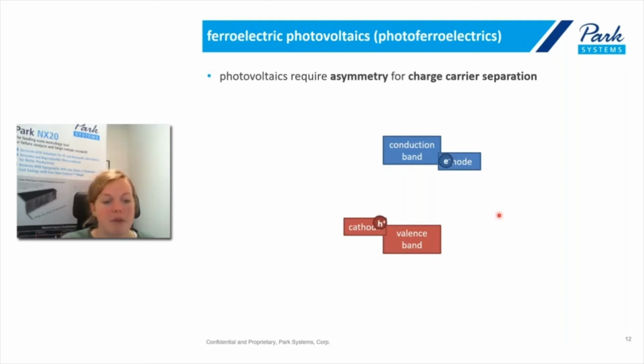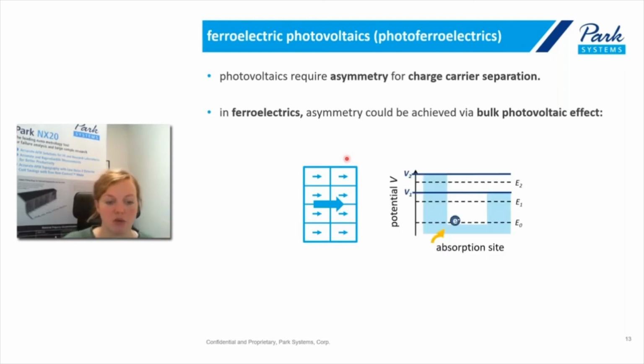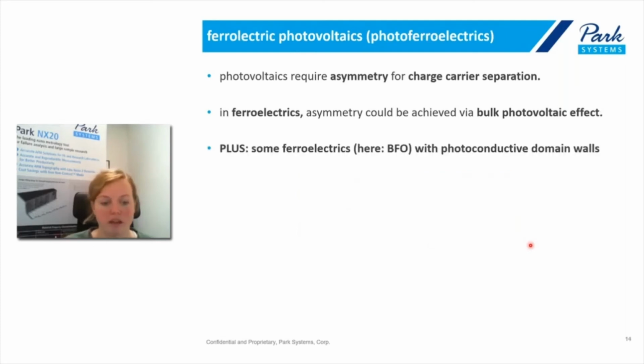layers. But the idea is that in ferroelectrics, you can achieve this asymmetry in the energetic levels just by using the electric polarization of the material itself and basically introducing a bulk photovoltaic effect where you already have the asymmetry in the energy profile. So if we look at the electrostatic potential, the idea is that once you absorb some light and you excite your charge carrier, your electron can only, in this electrostatic environment, be extracted along one direction. And thereby you do not need to have different layers or different doping profiles.